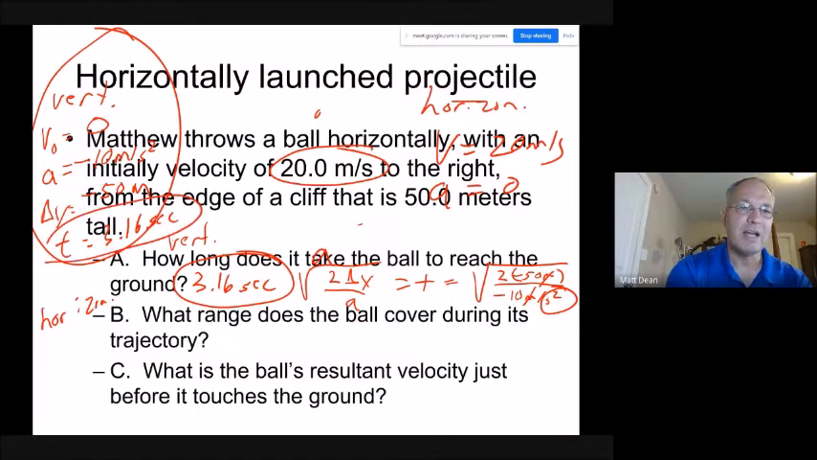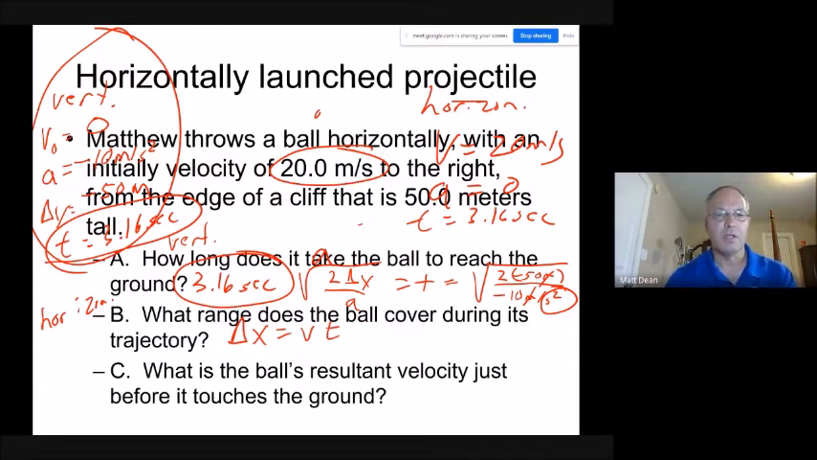Well, that time is the time for both the vertical movement and the horizontal movement. Because this ball is moving at a constant horizontal velocity, we can use this equation to find its range. Delta x equals v t. That equation always works when you're talking about constant velocities. So the displacement, the range in this case, is equal to the horizontal velocity times the time, which in this case would be 20 meters per second times the time of 3.16 seconds.